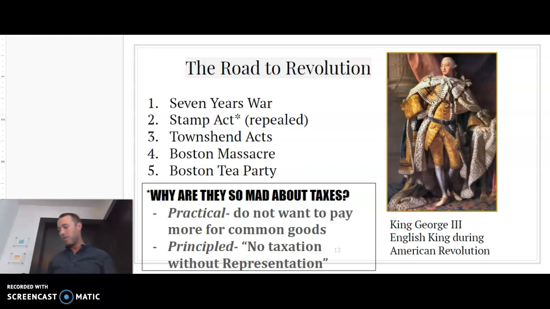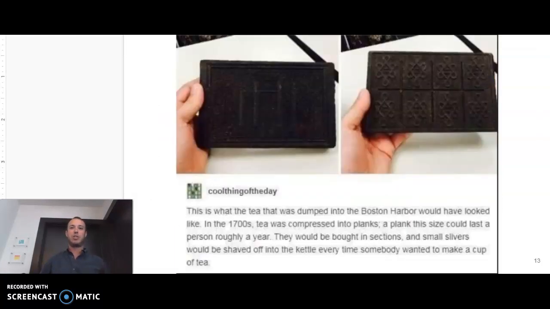All right? So, before we go on to some of these other things that kind of led up to the Declaration of Independence, I just want to show you this. This is what the tea that actually got thrown in the harbor looks like. It wasn't just a whole bunch of little tea bags or those little boxes of tea that you see at the grocery store and stuff. Now, that's not what's going on. These were like bricks of tea.